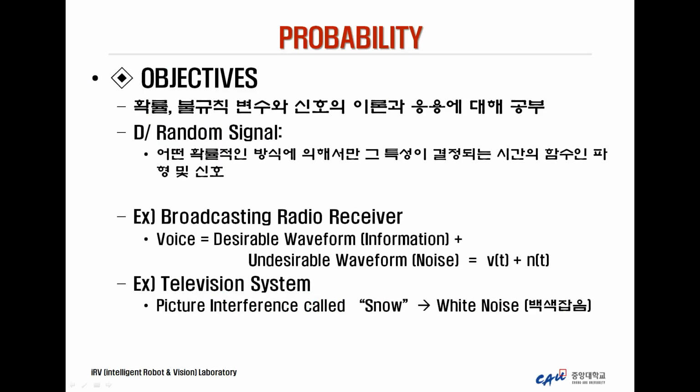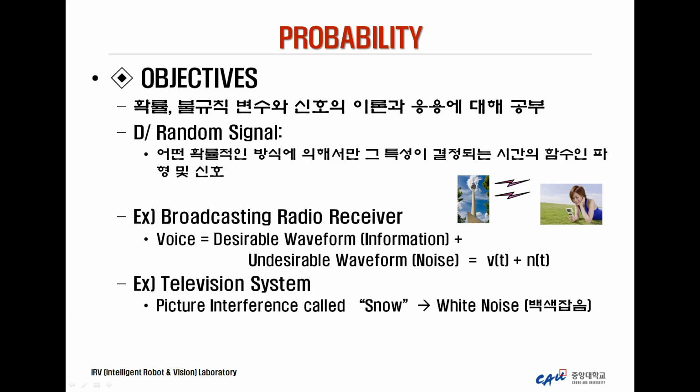Now, what is probability? Probability is a numerical measure we can compute based on mathematical axioms, which involves uncertain or random events. Random signal, by definition, is a time waveform, a time function whose characteristics are determined in some kind of a probabilistic sense. Now take a look at some examples.